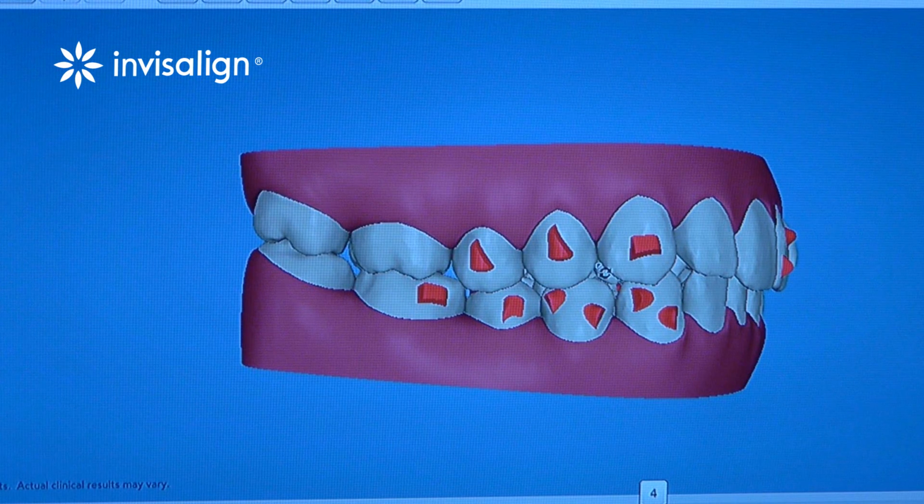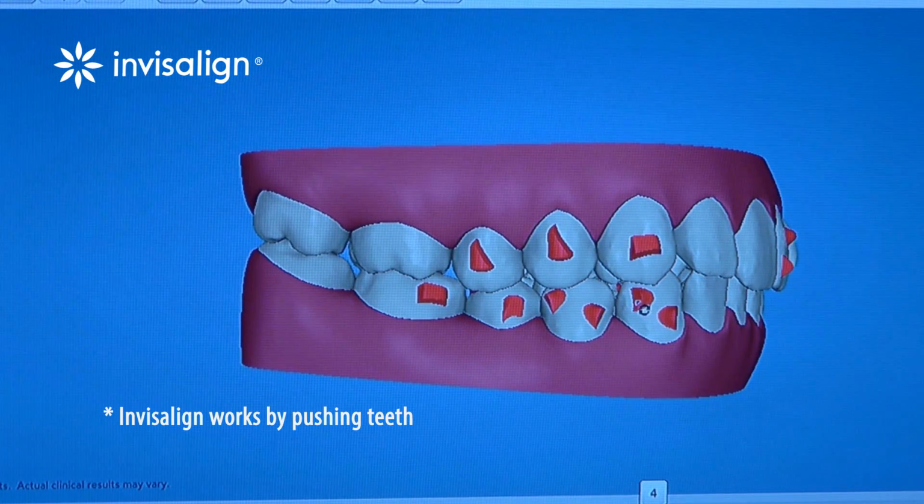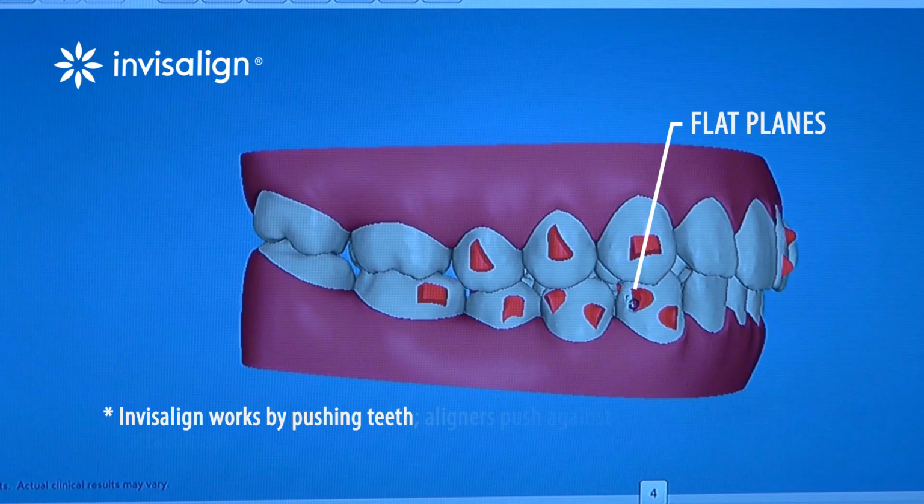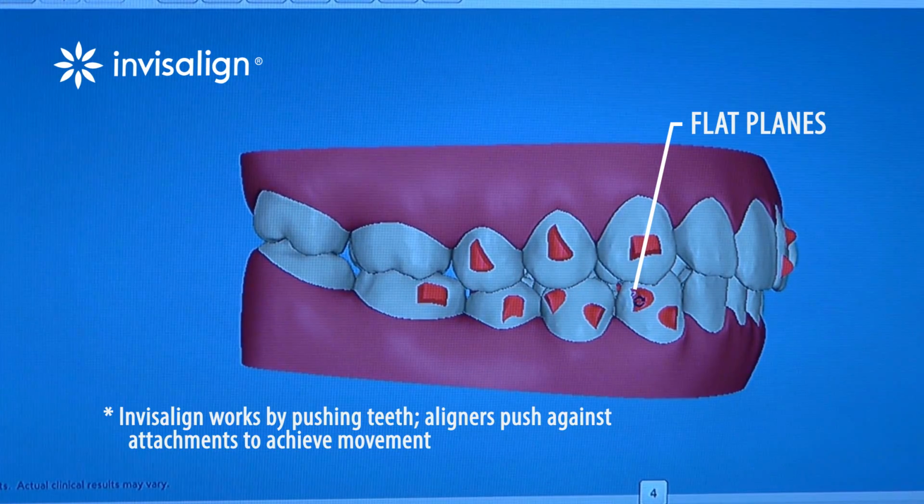One thing that's interesting about Invisalign is it works by pushing teeth. So we can't really pull teeth or move teeth in any other dimension other than by pushing them. So these attachments that go on the teeth have flat planes, and the aligners push against those planes and cause the movements that we need in those teeth.